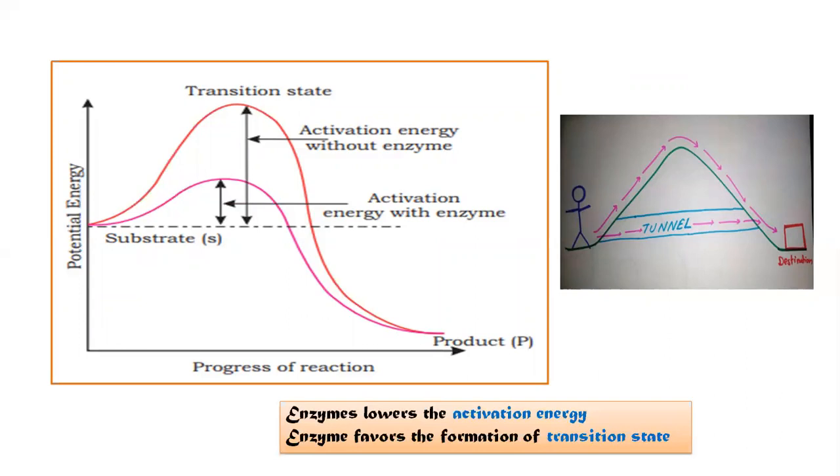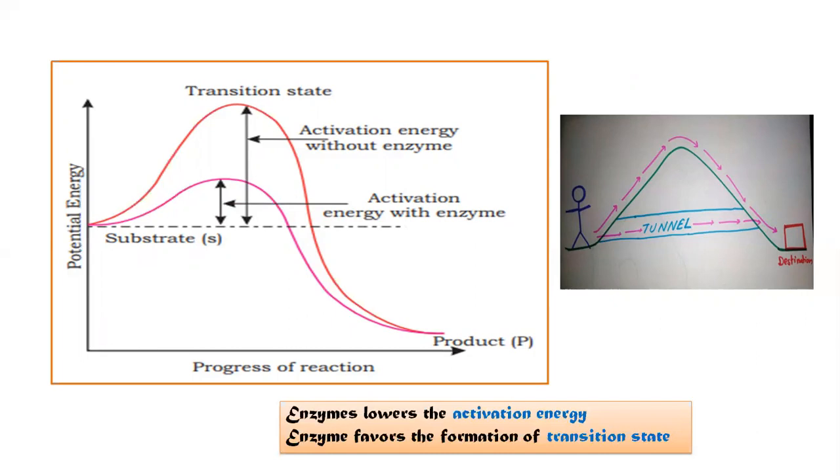Now we will concentrate on the red line. Here in the red line, as the substrate is converted into product, the potential energy is increased. Why is there an increase in the potential energy of the substrate? Because this journey, remember, the journey related with the red line, this reaction takes place in the absence of enzyme.